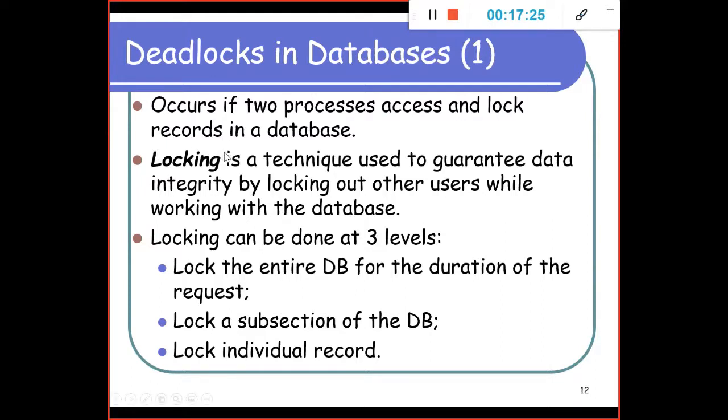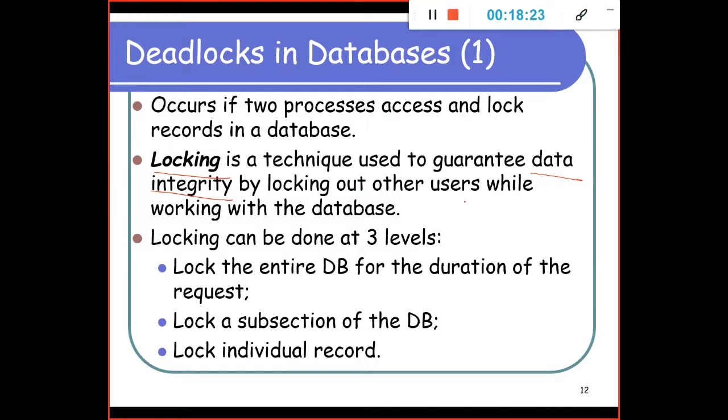So one of the ways to manage deadlock in a database is by using locking. Locking is a technique used to guarantee data integrity by locking out other users while working with the database. Data integrity means that any files or data are not modified or altered. The file is as it is. So you lock that part of the file, and while you are serving one user, other users are blocked from accessing that database file.